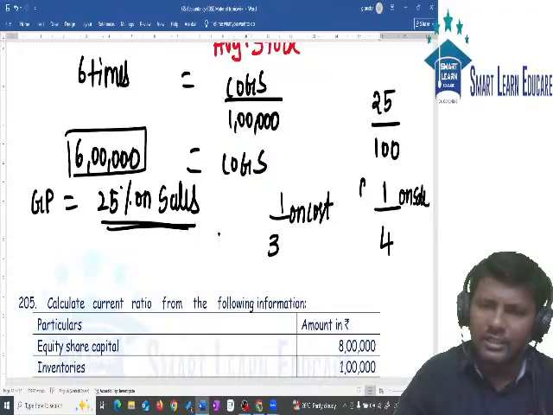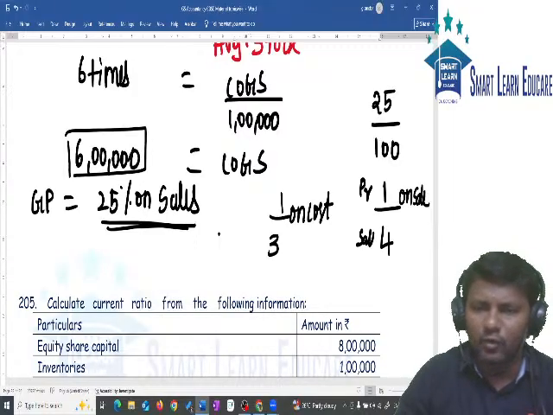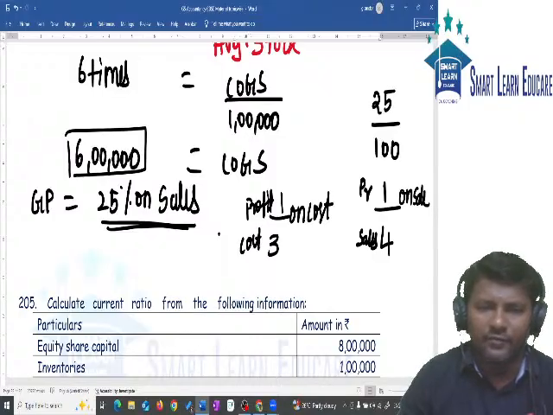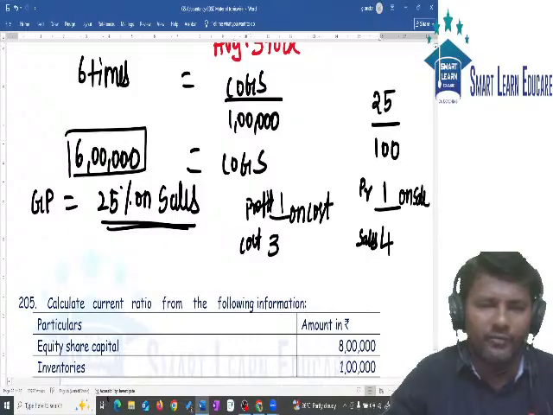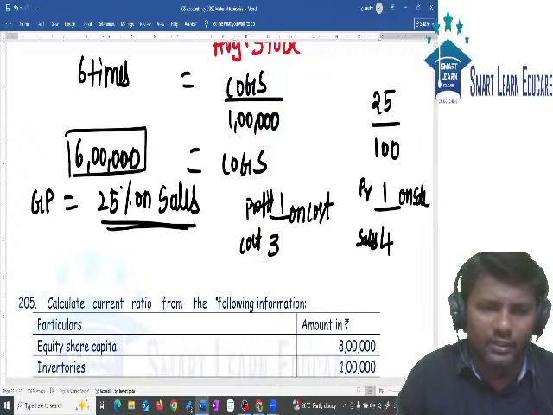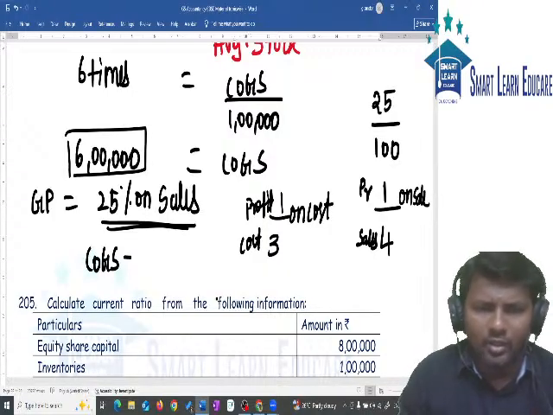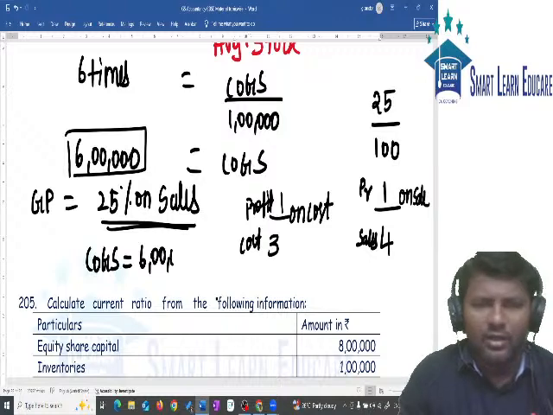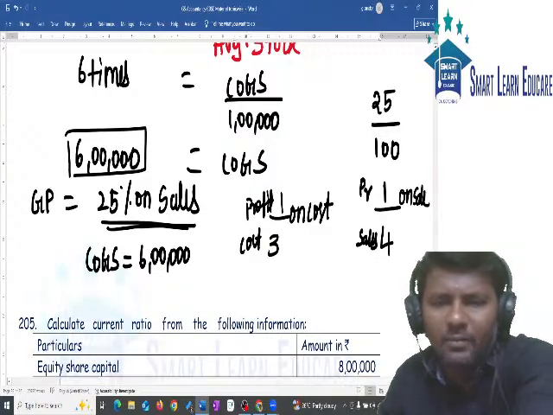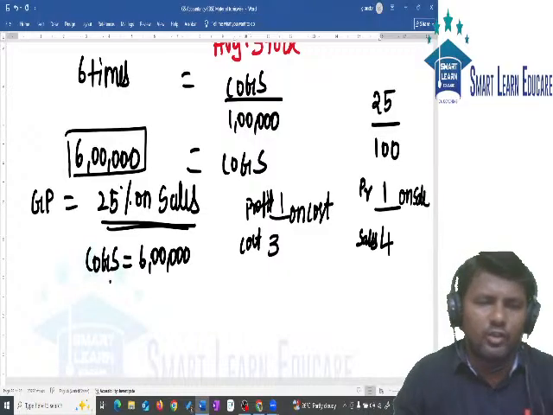If sales is 4 rupees, one is called as profit. If cost is 3 rupees, one is called as profit. Now we need to find out gross profit from this. So cost of goods sold is 6 lakh. In this cost of goods sold you apply the GP ratio. What is the number you should apply now? You should apply 1 by 3.